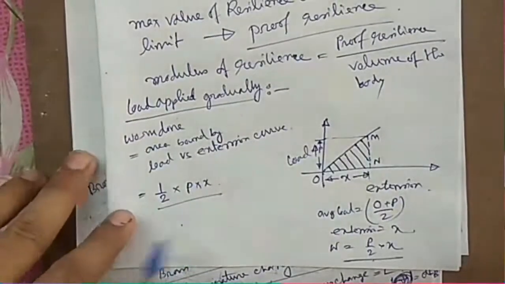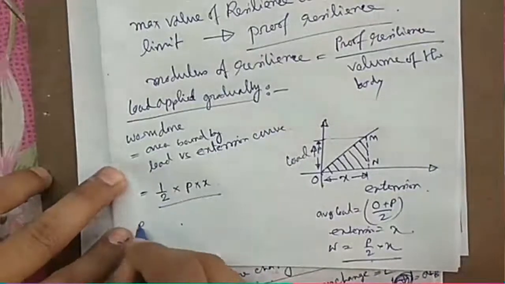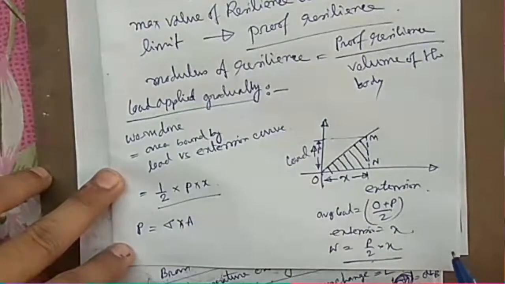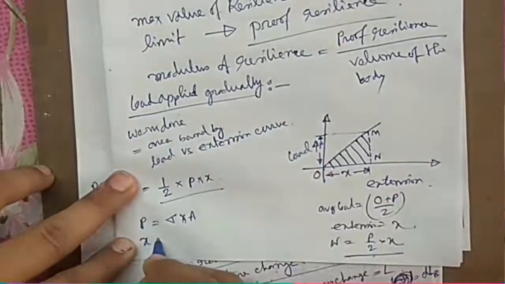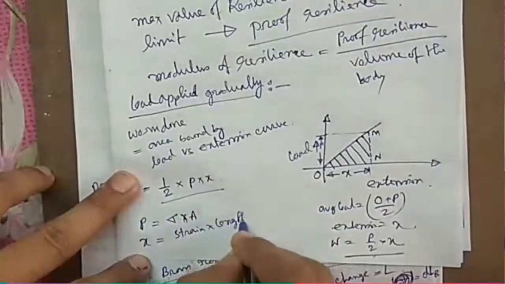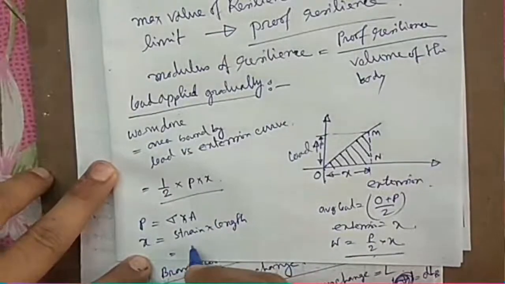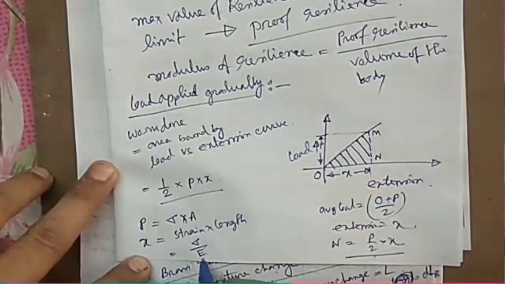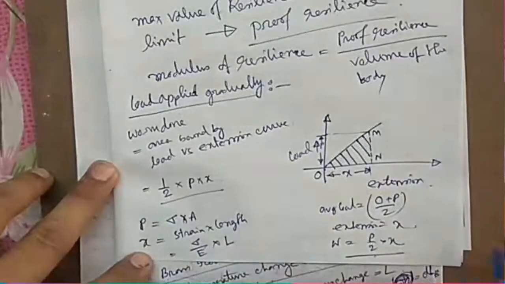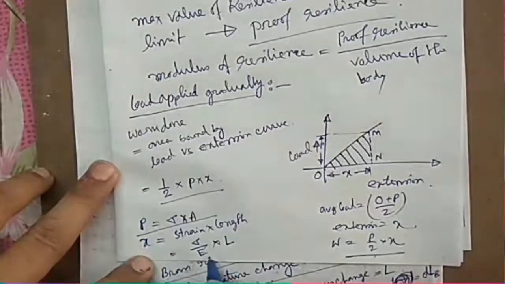Now again we can write that this load P is equal to stress induced into area, and the extension x can be written as strain into length. Strain can again be written as stress by E, sigma by E, where E is elastic modulus, into the initial length, capital L. So now we have two values, the value of P and the value of x.